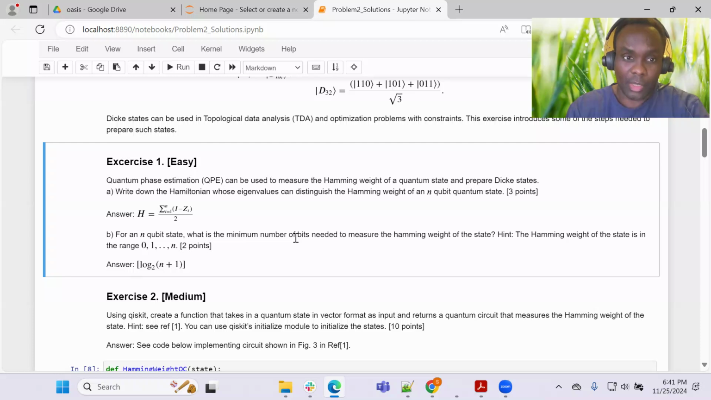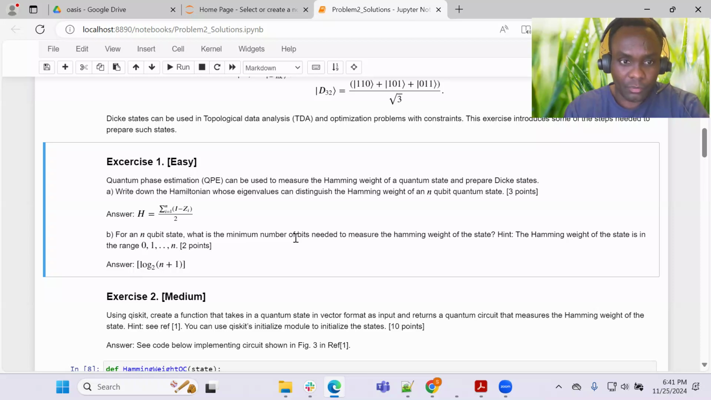The answer, the Hamiltonian, is the sum from i equals 1 to the number of qubits, of the operator (I minus Z) applied at qubit i, all divided by 2. Most people got this part right, so there are no problems there.